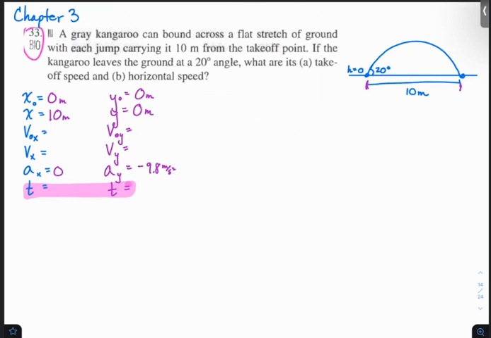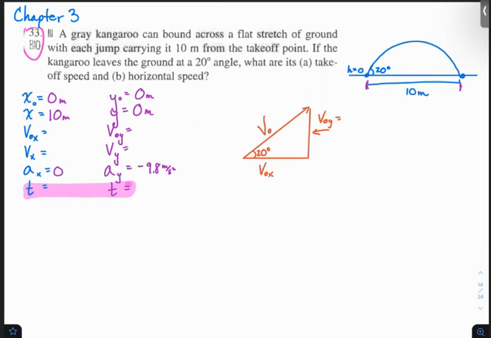So at this point, I definitely do not have enough information to solve this problem. So I'm going to think about what else I know. And I know that it's jumping at an angle of 20 degrees, and so I'm going to put that like this. And I don't know my starting velocity, so I'm just going to use v naught. And then I can find my y component, so this would be v naught y and v naught x. And I don't know what those are, but I'm going to create equations for them.